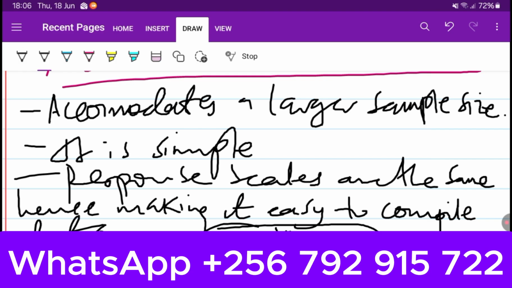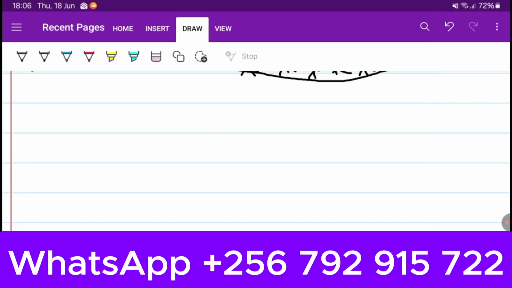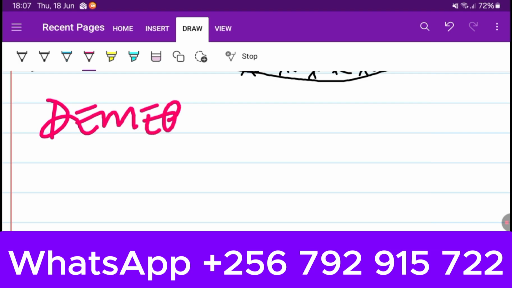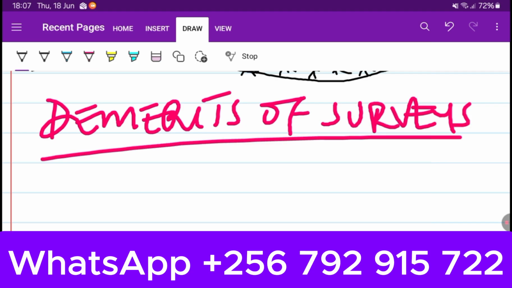So that's why we are saying the response scale, since it is the same, makes it easy for us to compile data. Let's look at the disadvantages. We give like 1 or 2. So the demerits or the disadvantages of surveys. Number 1, misinterpretation of data results. Because you can see that the person rated us with 5 stars, and you think your services are good.